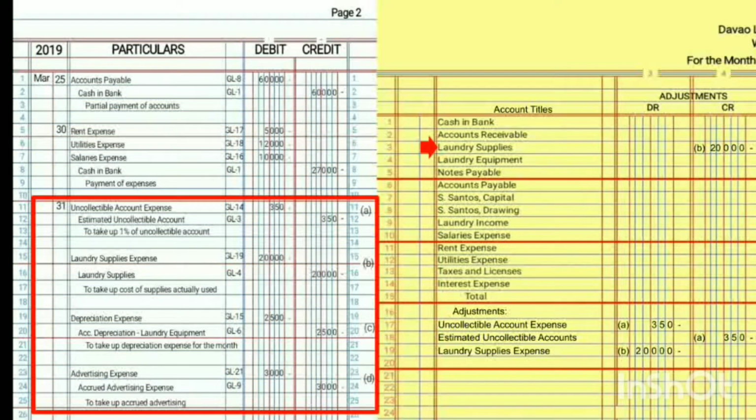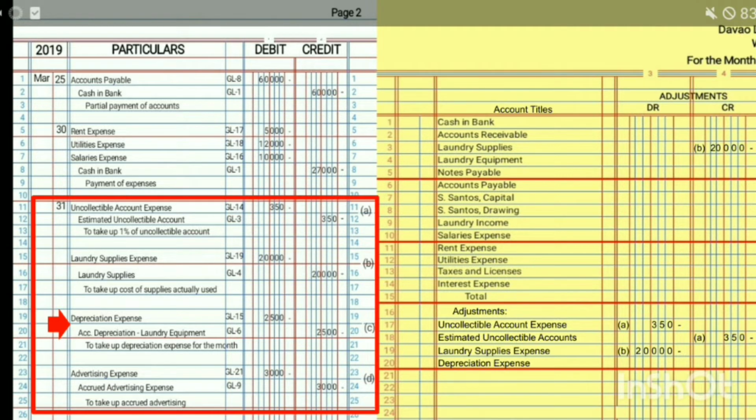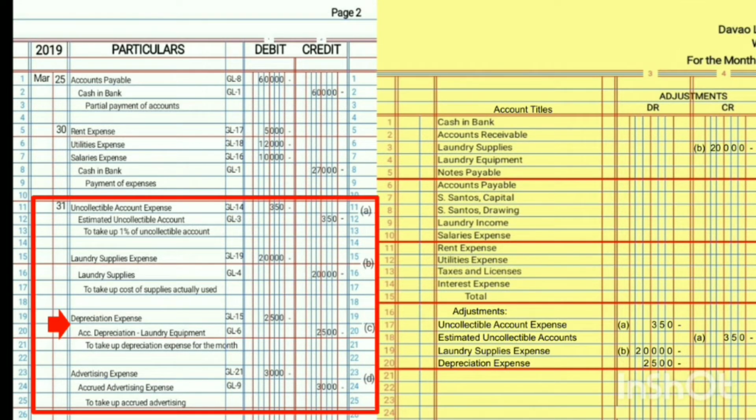Let us now move on to adjusting entry letter C. So we have a debit entry of depreciation expense at 2,500 pesos. So let's check in the account titles here in the worksheet. So walang depreciation expense. So that would mean kailangan nating mag-add ng new account title, and that is depreciation expense. So the amount of adjustment is 2,500 pesos debit. So we have here in the debit column 2,500 pesos. And then don't forget to write letter C, since this is adjusting entry letter C.